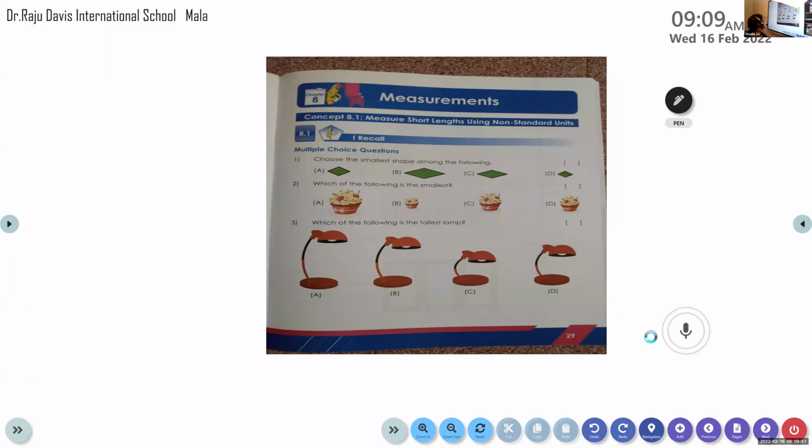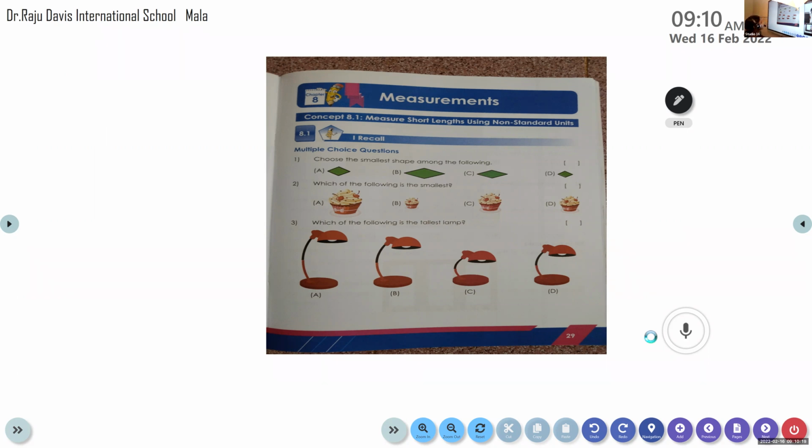All of you got the same page? Page number 29. Let's continue. Did you get it? Page number 29. Yes, ma'am. So let's start.